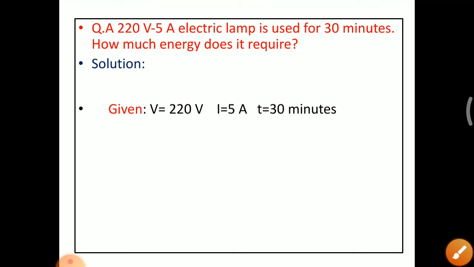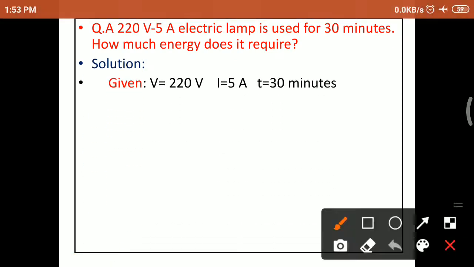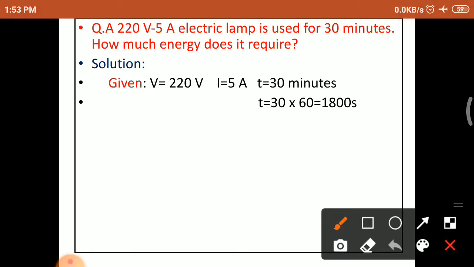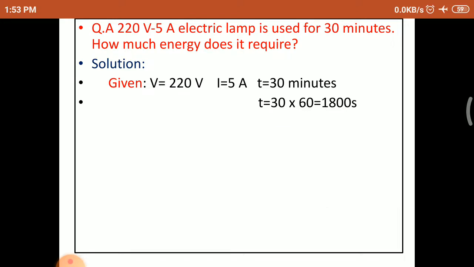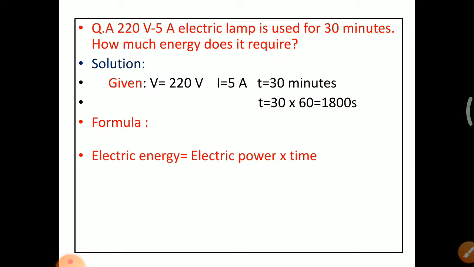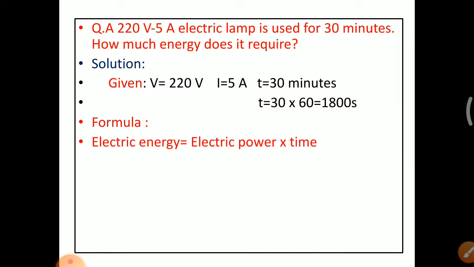Solution. They given V equal to 220 volt, I equal to 5 ampere, T equal to 30 minutes. First you have to convert the T into seconds. So T equal to 30 minutes. 30 minutes means 30 into 60 equal to 1800 seconds. The next formula: how much energy does it require? We have to calculate the energy. Electrical energy equal to electrical power into time. We know this formula.